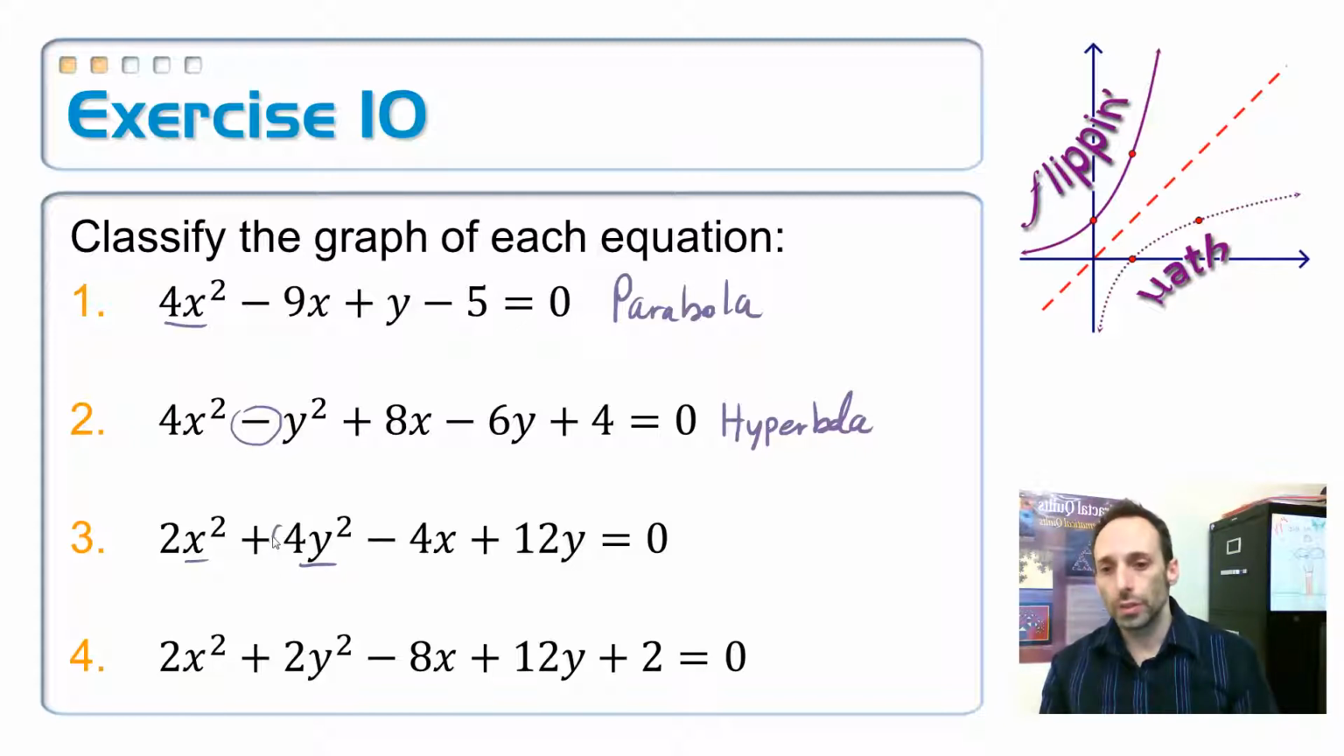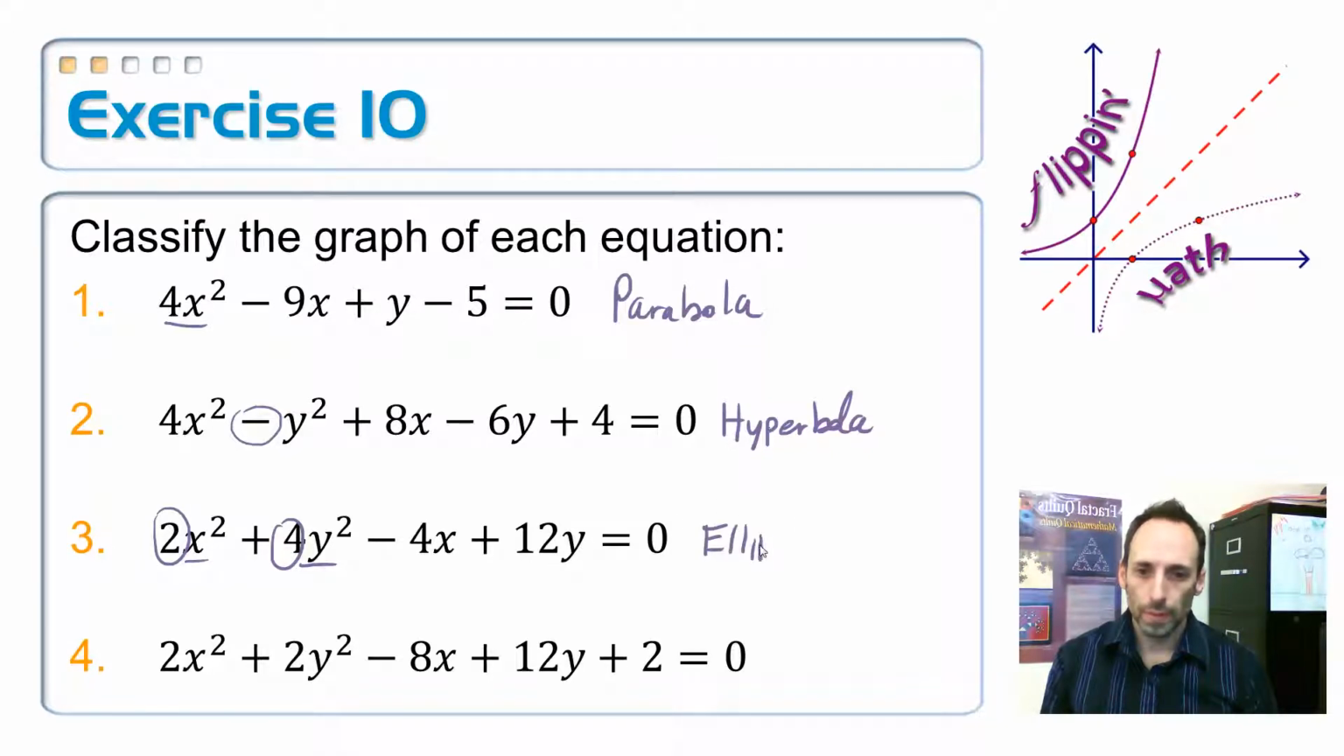There we go. All right, on number 3, again we have an x squared and a y squared. However, the coefficients are different. So if the coefficients are different, this is not going to be a circle, it's going to be an ellipse. And you can also tell a little bit more about it. Since the x squared has the smaller coefficient, it's going to end up with the larger number in the denominator, which means that the major axis is going to be horizontal on this one. So let's make that note.